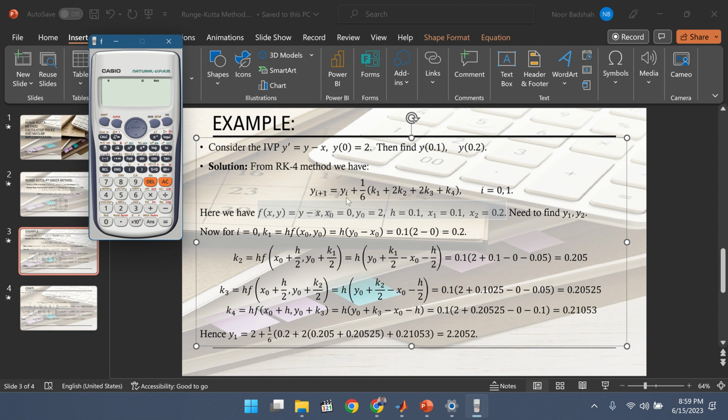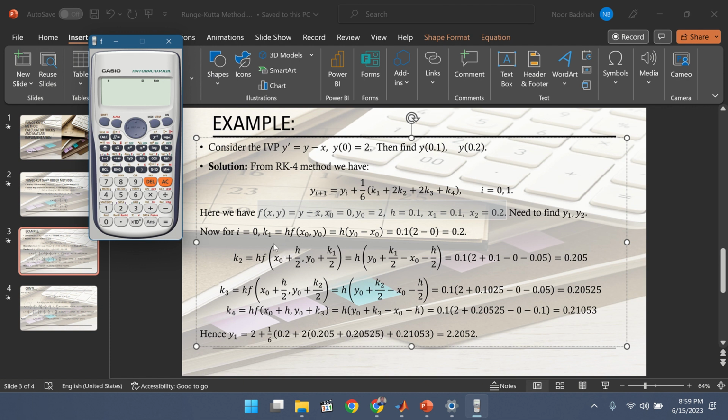So I'll be labeling k1 as A. K1 will be A, K2 will be B, K3 will be C, K4 will be D, and for X I'll use X, for Y I'll be using Y. Whereas for H I'm going to use M. Whatever, you could use anything. I'm going to use M for it.